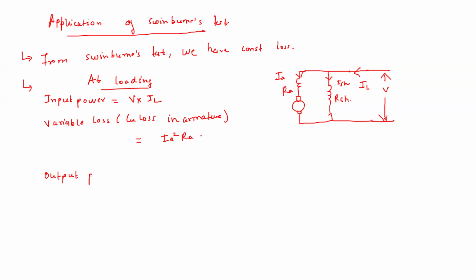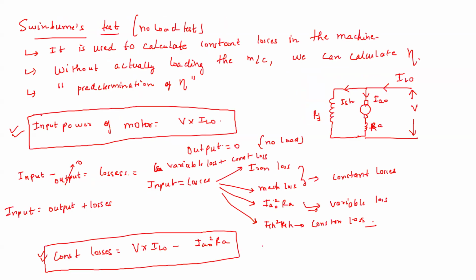Now, what is output power? We know output power is nothing but input power minus losses. So what are the losses? One is this variable loss, and one component is the constant loss. The constant loss we have already obtained from the previous case, from the no load condition. So constant losses remain the same whether it is on load or without load.